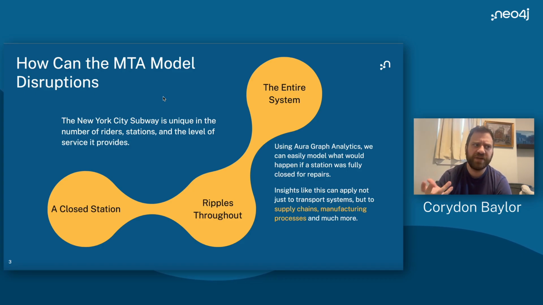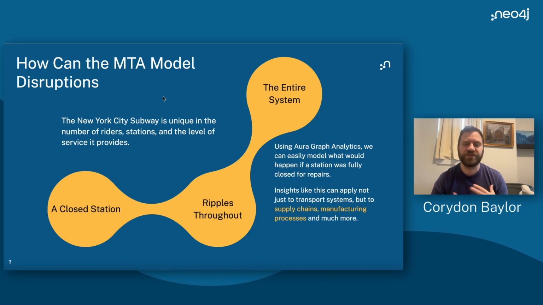And the type of thing that we're modeling here is specific to the New York City subway, but it can also apply to things like supply chain or manufacturing processes. So in the same way that a subway station might close, a supplier might go out of business, or they might raise their rates and you need to find an alternative path through your supply chain. So keep that in mind as we're working through.